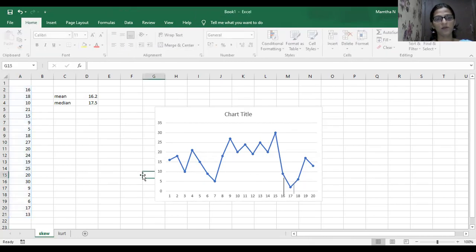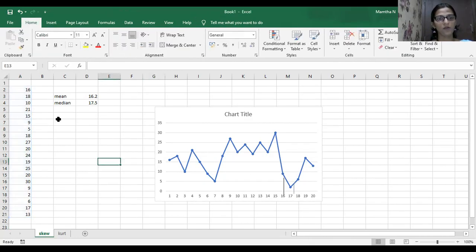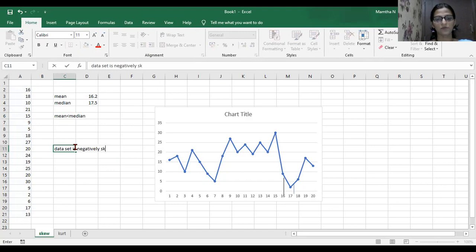Okay. Now, how are the mean and the median? You can see that here, the mean is less than the median, right? Hence, you can say that the data set is negatively skewed. This is the conclusion that we must write.